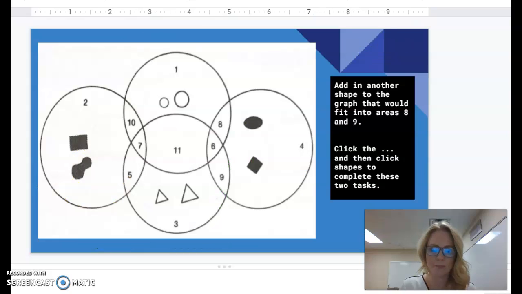Okay. This is your last type of question on this assignment. It asks you to add in another shape to the graph that will fit into certain areas of the diagram. This is similar to how we completed the last question, except this time we need to create our own shape and add it right into the diagram. Let's take a look at how you would complete this.